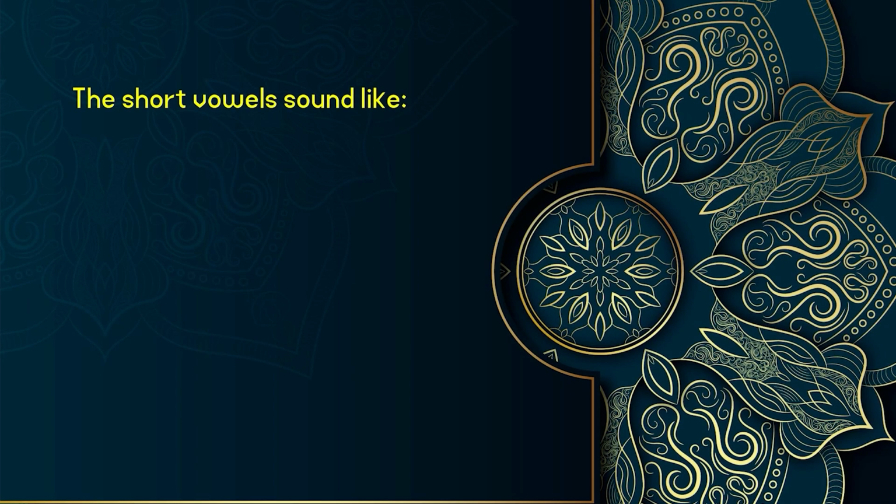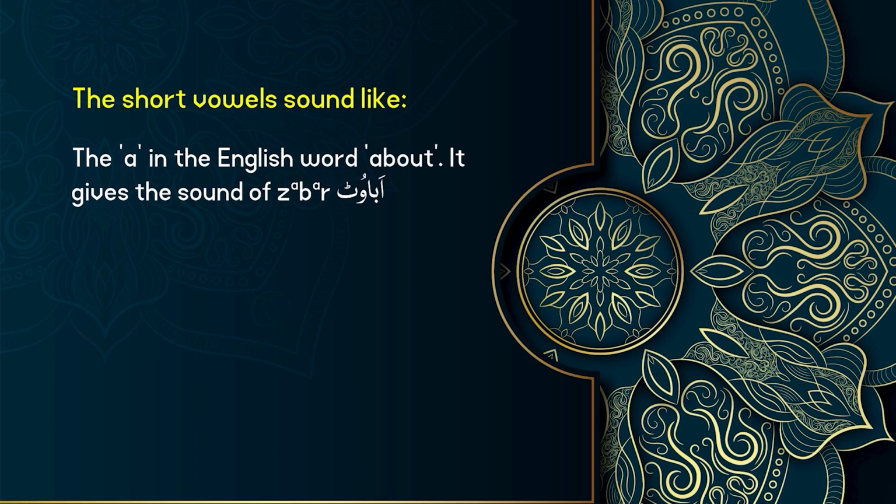The short vowels sound like the A in the English word about. We have three short vowels in Urdu, that is Zabar, Zer, Pesh. The A in the English word about gives the sound of zabar. You can see it here, about. A gives the sound of zabar.